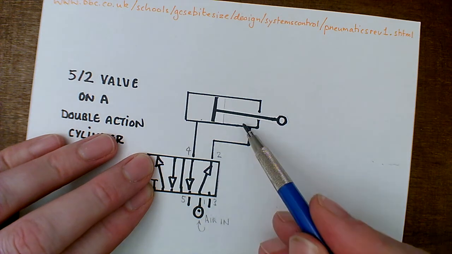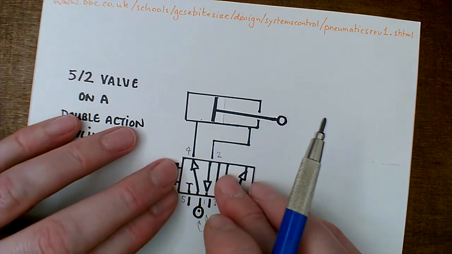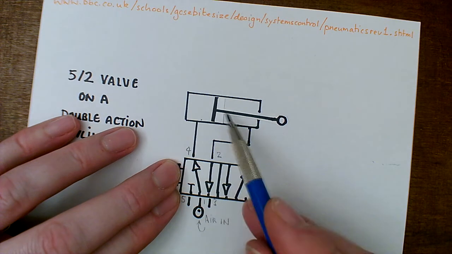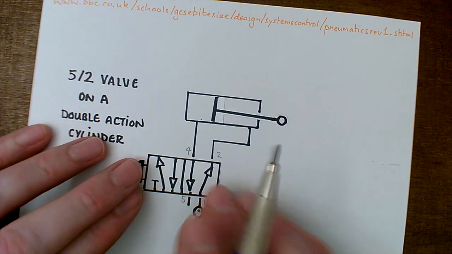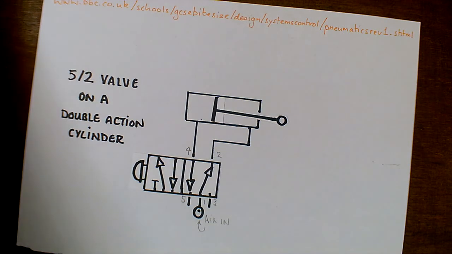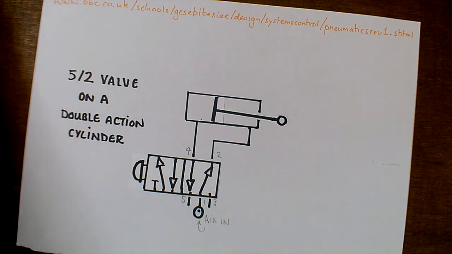And we have 2 states. We have air flowing through this way, state 1, or air flowing through this way, state 2. So that's a 5 two-way. And that's how they picked up their names.